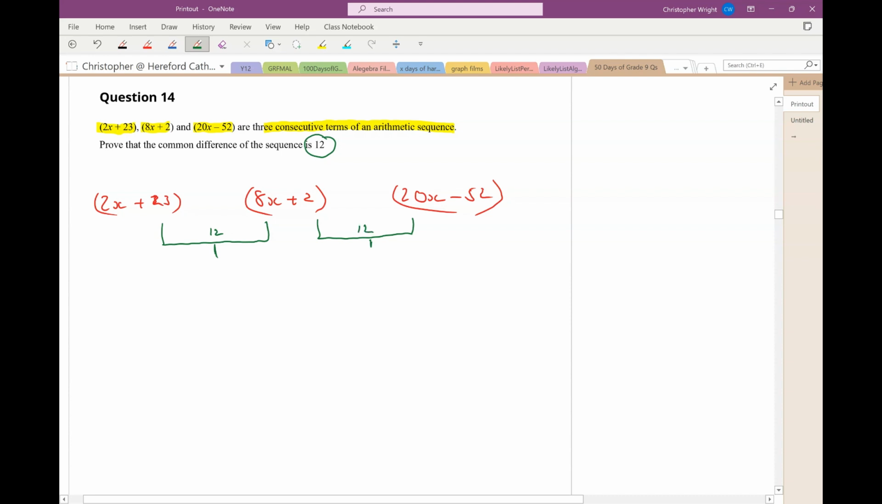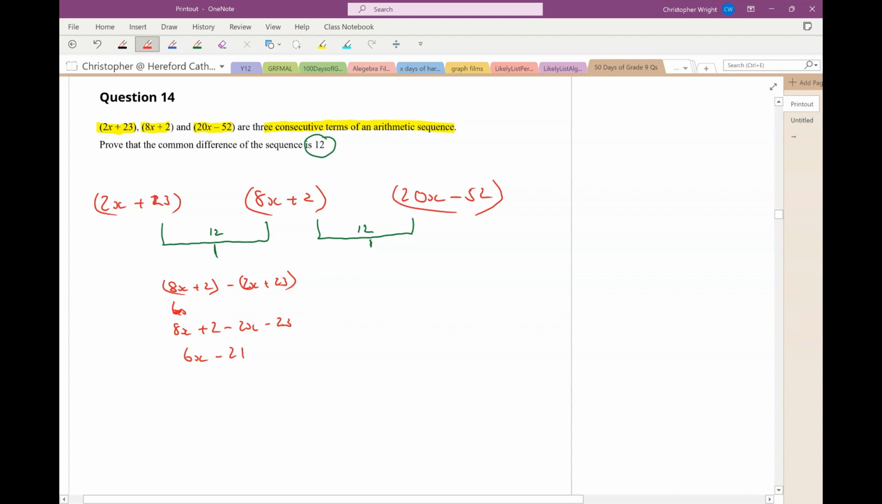Well, let's have a look algebraically at the difference between the terms. So the difference between the first and second term is going to be 8x plus 2 minus, in a bracket so I don't mess up the sign, 2x plus 23. So that's 8x plus 2 minus 2x minus 23. So that is 6x minus 21. That's the difference between those two terms.